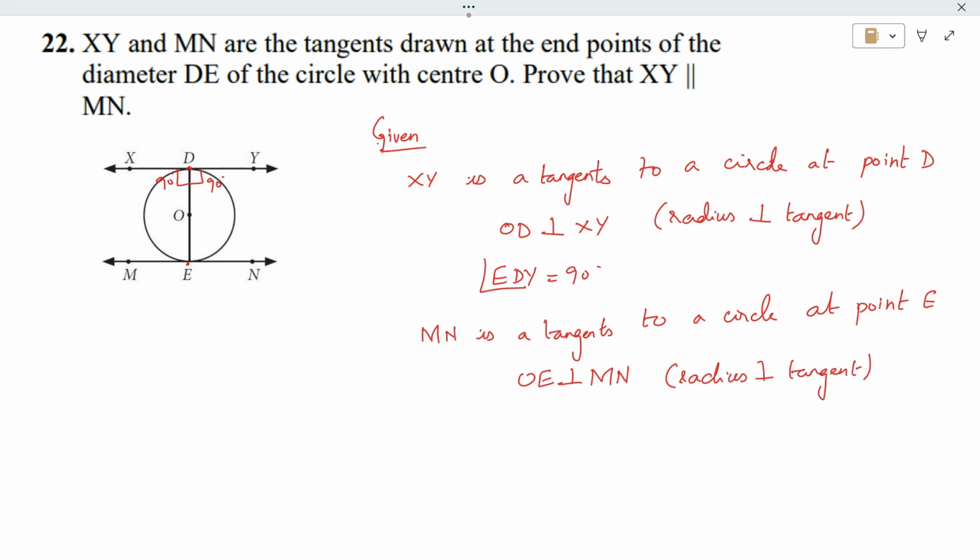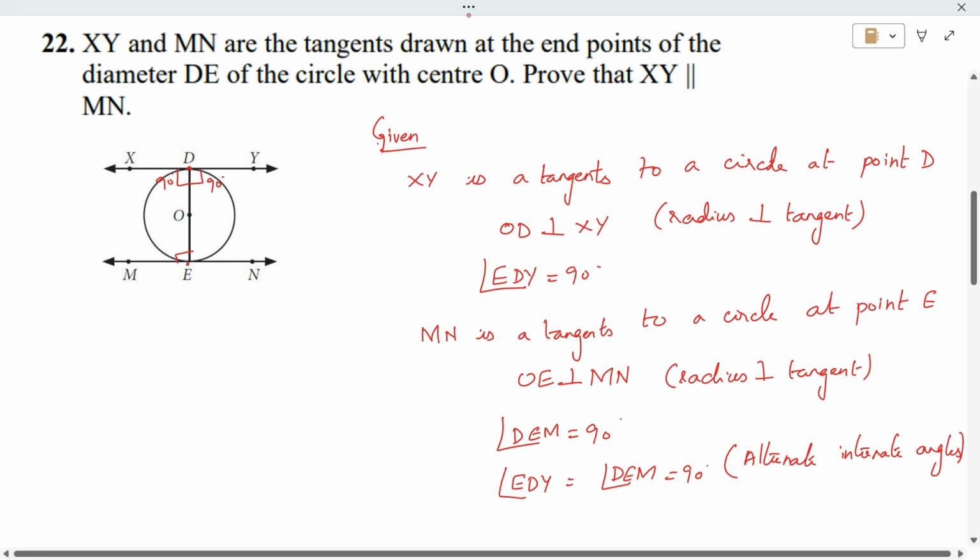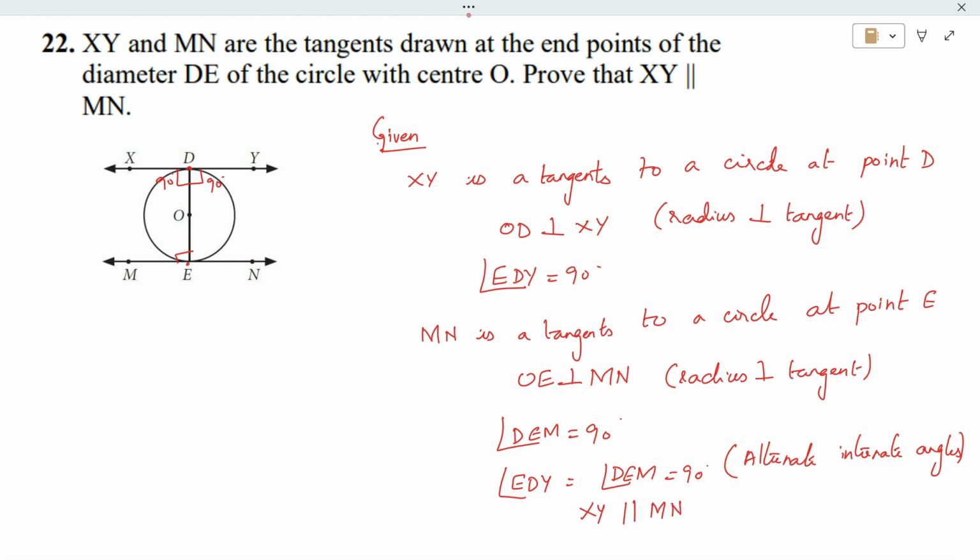So now I can say angle OEM or DEM is equal to 90 degrees. So angle EDY is equal to angle DEM is equal to 90 degrees, which is nothing but alternate interior angles, isn't it? So I can consider these two as alternate interior angles, which will be equal only if XY is parallel to MN. So hence proved.